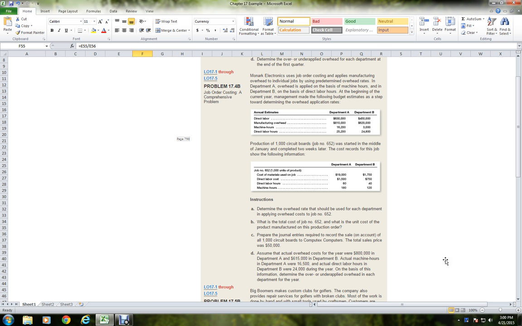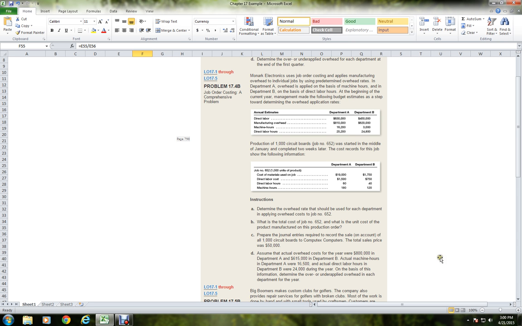So here we have an electronics company that uses job order costing, and it looks like they use predetermined overhead rates. So we'll need to figure those out, and we apply it on the basis of machine hours in one department and direct labor hours in another. So those are our cost drivers. So at the beginning of the current year, we have budget estimates for those numbers.